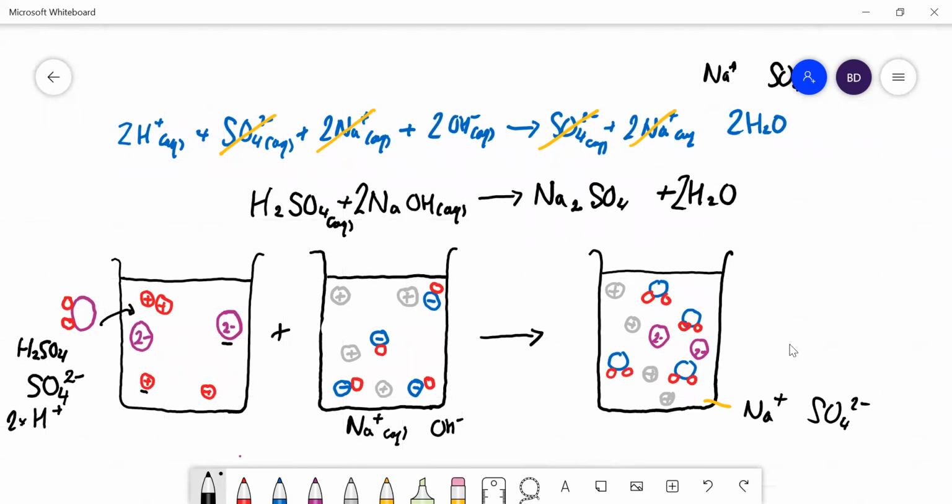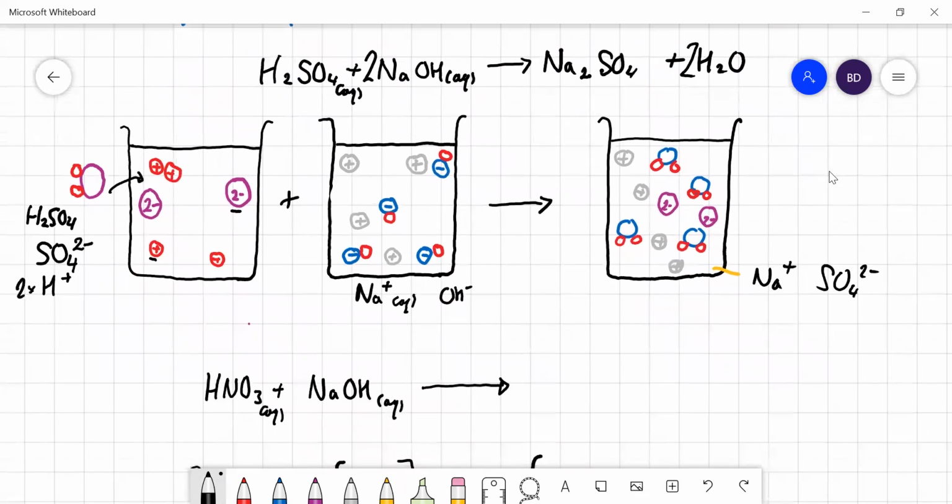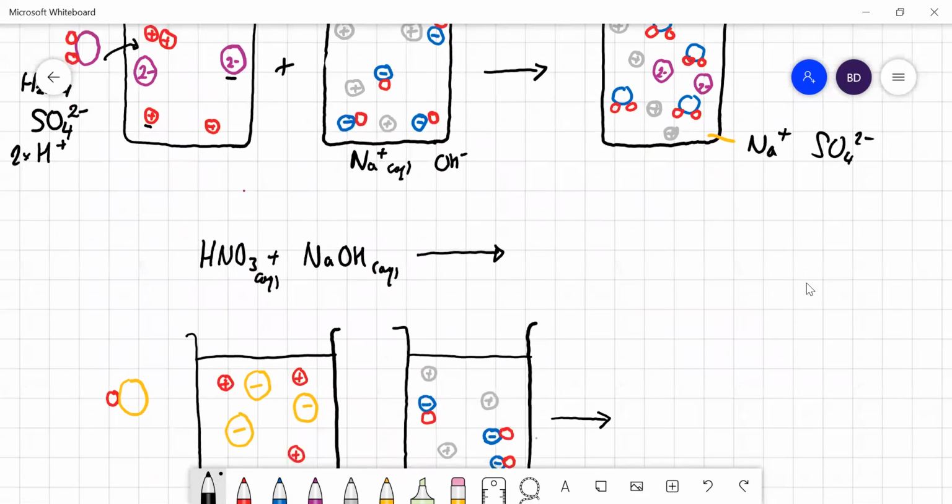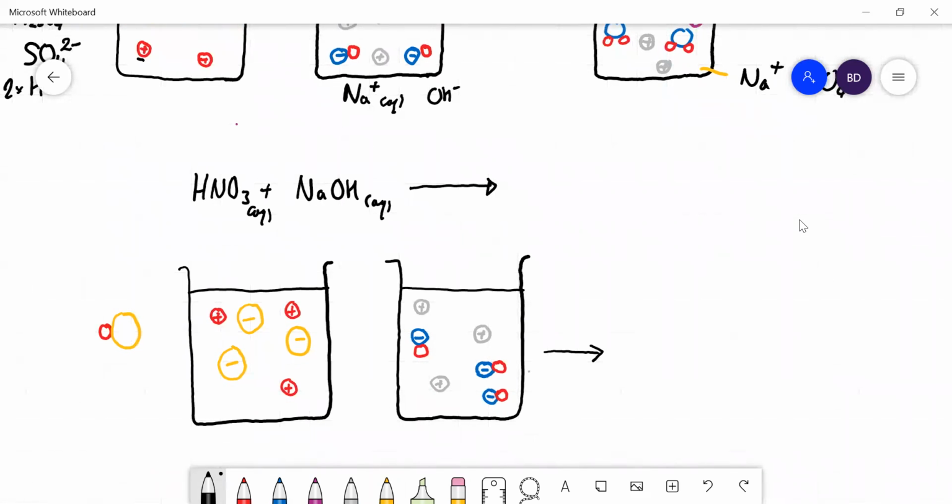Right, last one, the last acid, do the same again with nitric acid, see what happens there. So nitric acid, when it reacts, you're going to get water and you're going to get salt, and the salt this time is going to be sodium nitrate, and that's the formula of sodium nitrate because sodium is a 1+ ion and nitrate is a 1- ion.